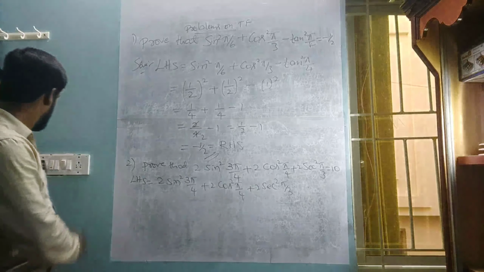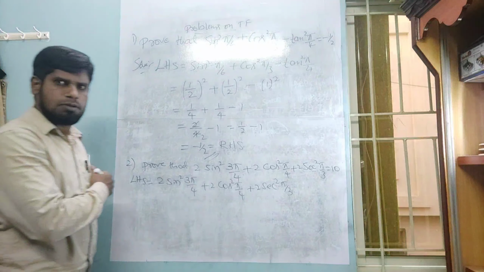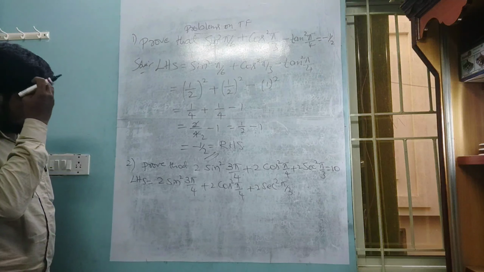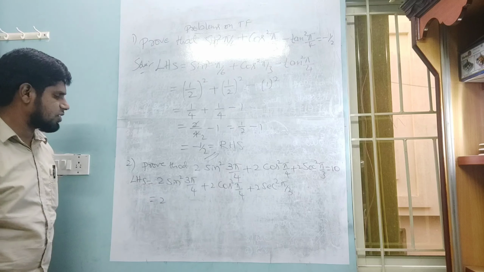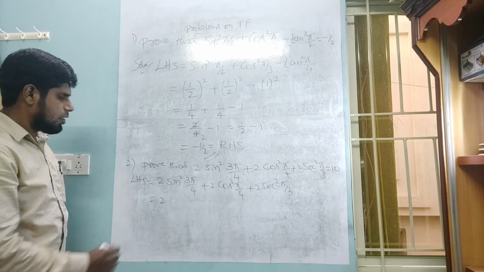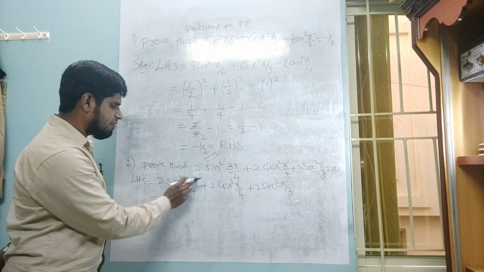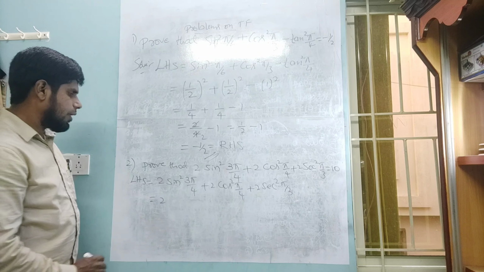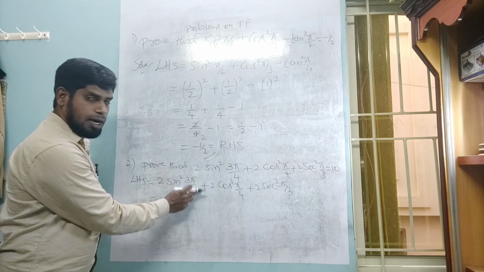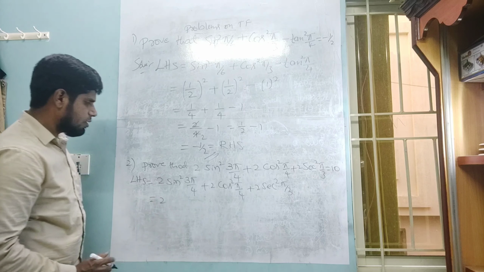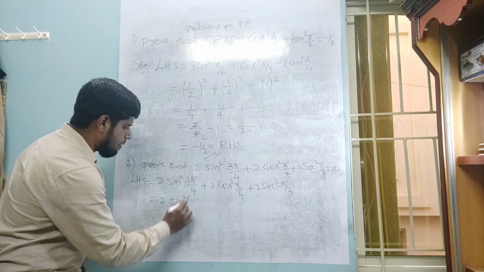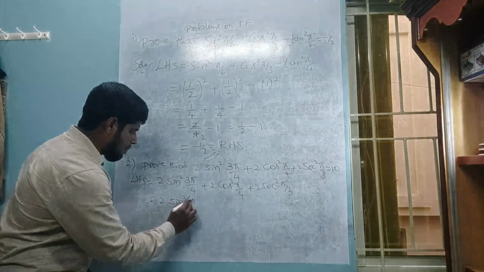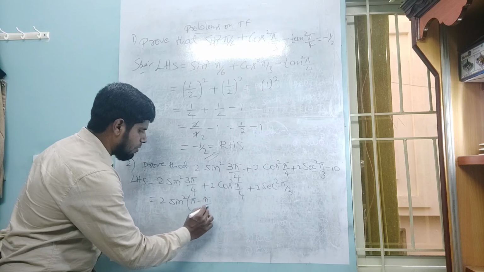Now after that, students, here 2 I will keep as it is because it is the coefficient of the sine square function. Now this time the angle is 3 pi by 4. Pi by 4 is the standard angle, but there is a 3 here. For that, in allied angles, we can write sine square of pi minus pi by 4.